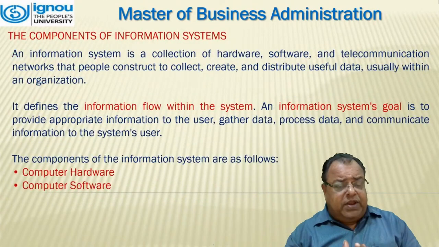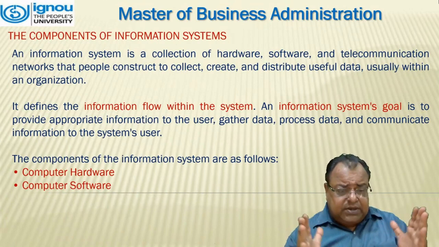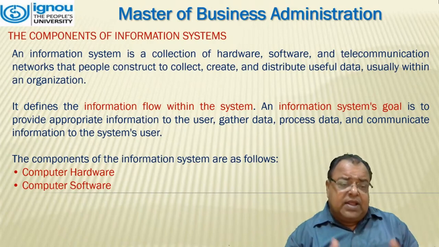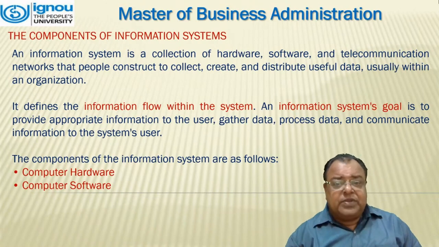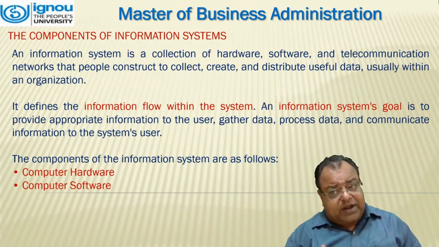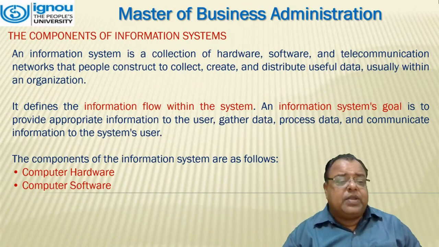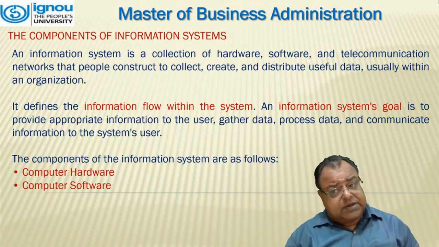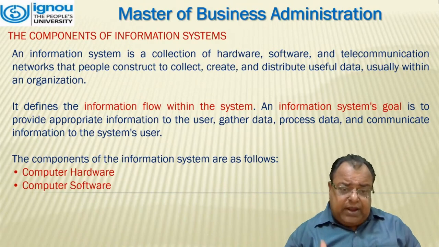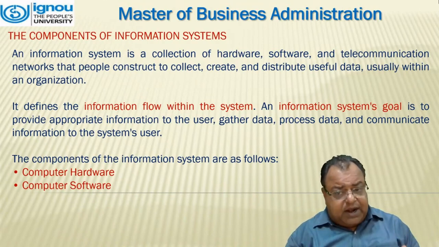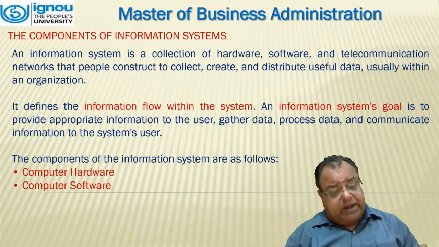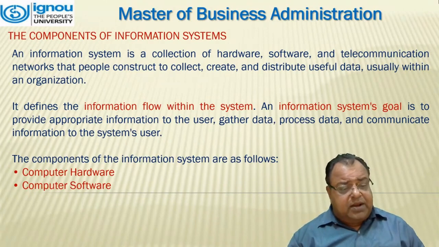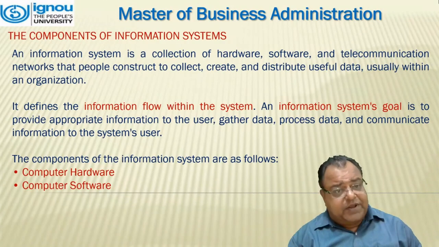What are the components of information system? An information system is a collection of hardware, software, and telecommunication networks that people construct, collect, create, and distribute useful data, usually within an organization. It defines the information flow within the system. An information system's goal is to provide appropriate information to the user, gather data, process data, and communicate information to the systems unit. The components of information system are computer hardware and computer software.